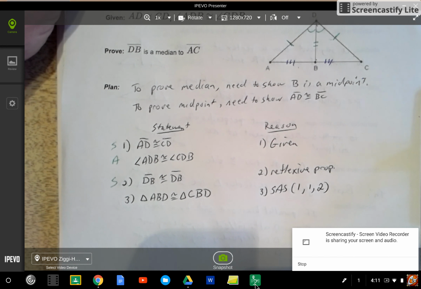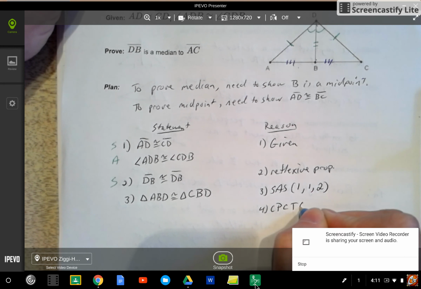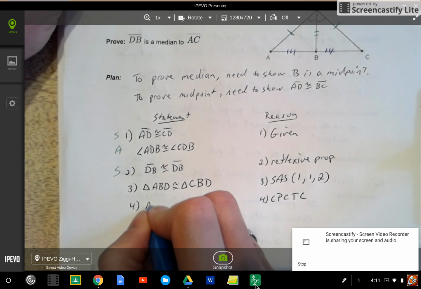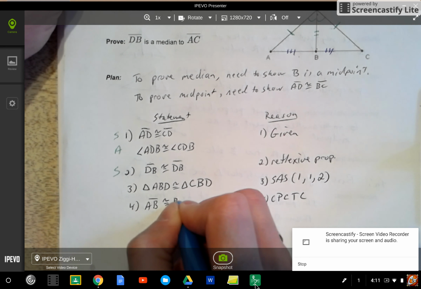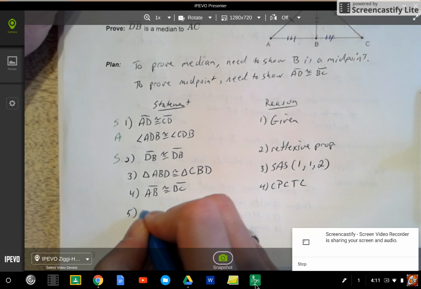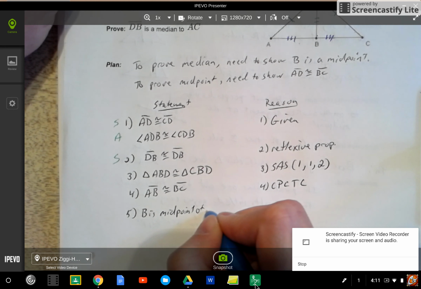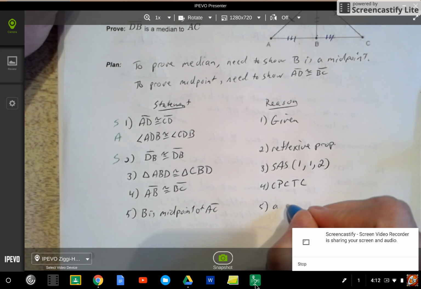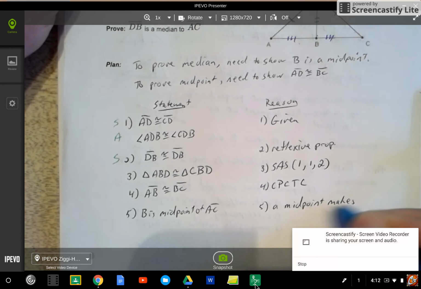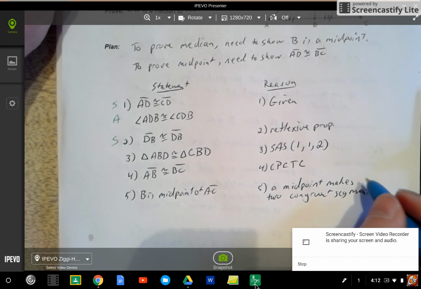Okay, so now I can say, great. Corresponding parts of these congruent triangles are congruent. So that means that AB is congruent to BC. And if that's true, well, then B must be a midpoint, because a midpoint makes 2 congruent segments. So we had to use the definition of what a midpoint is.